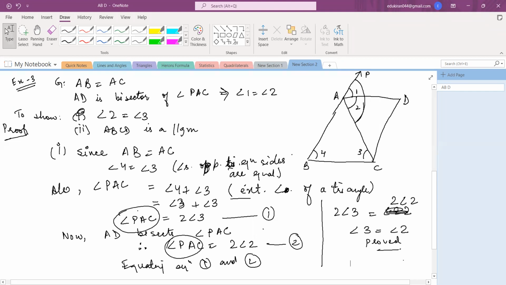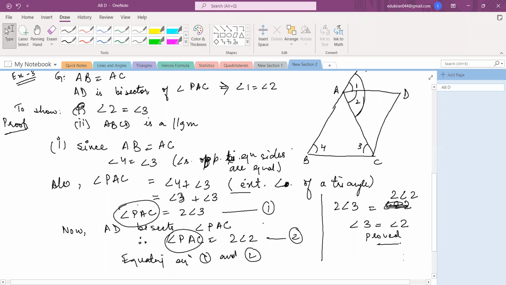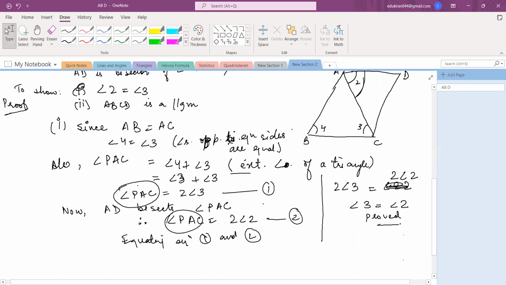Yes, ma'am. Okay, so now we have to show that ABCD is a parallelogram. That means we can show that line AD is parallel to line BC. Now, what kind of angles are they? Angle 2 and angle 3. Look at the figure. This is your angle 2 and this is your angle 3. They are alternate interior angles. And we have also shown that they are equal.